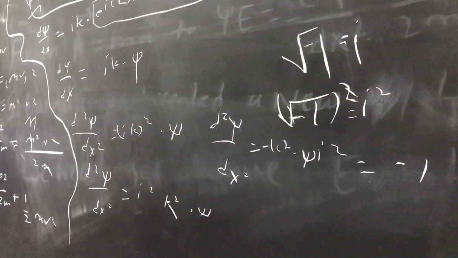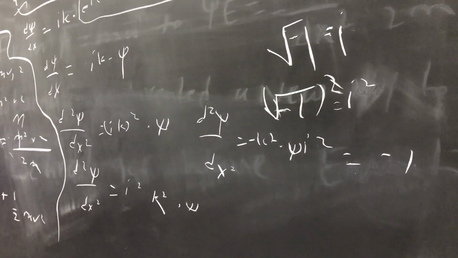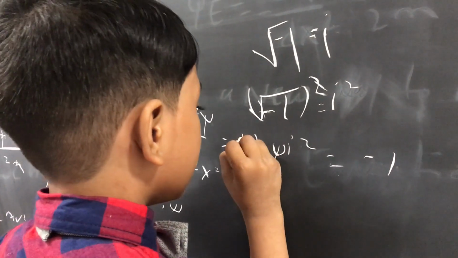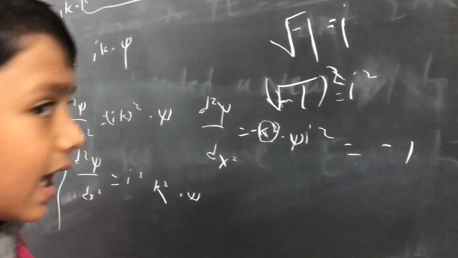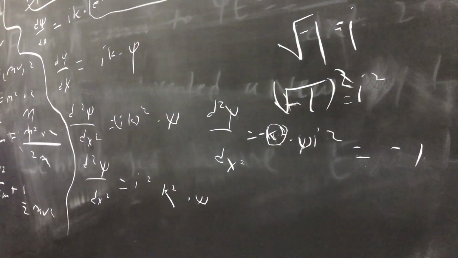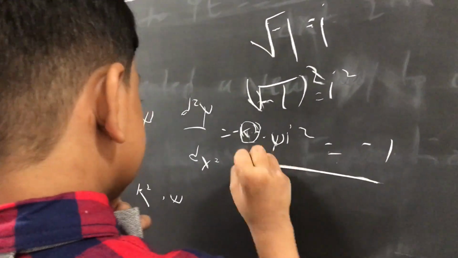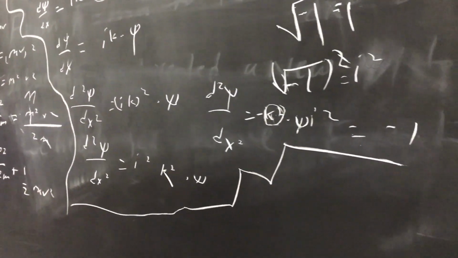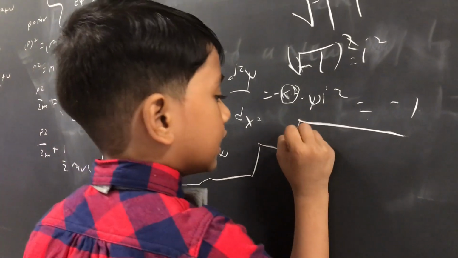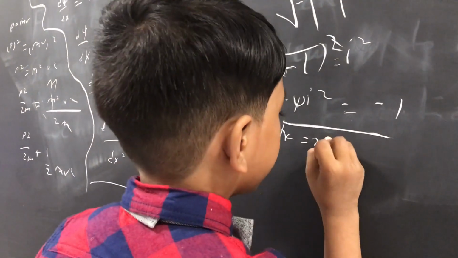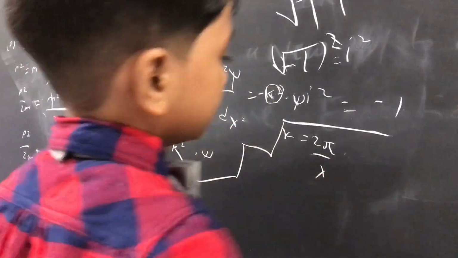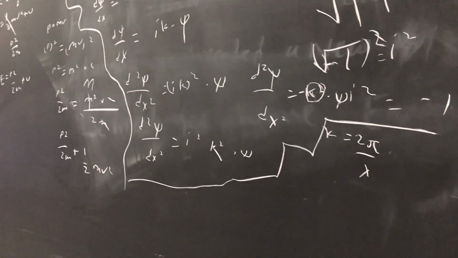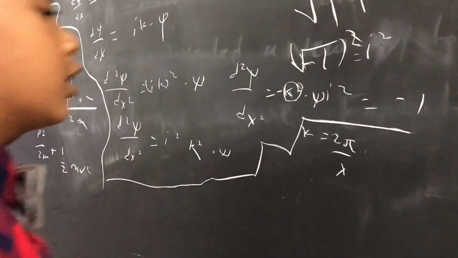But wait a moment. We can't do anything with this. In order to do so, we have to find the value of k. So, let's see. Let's make a separate room for that. k is 2 pi over lambda. But we can't just run away with that. We have to go through a long process first. Not really long, but I'll say long.